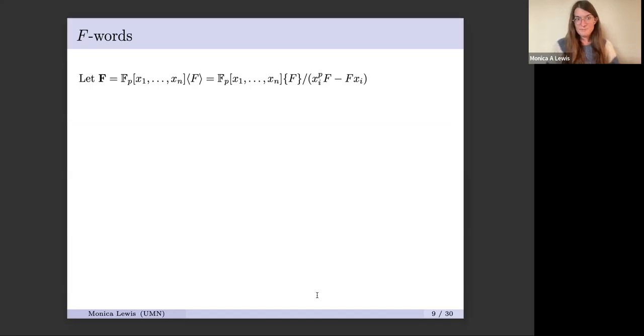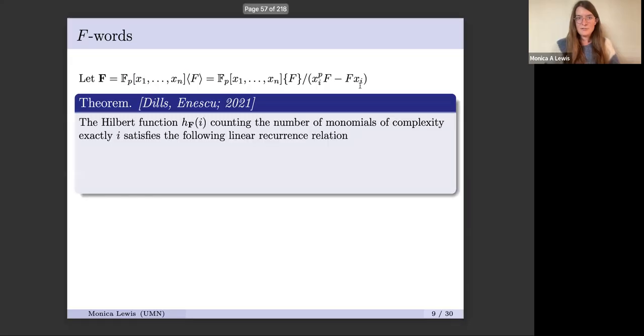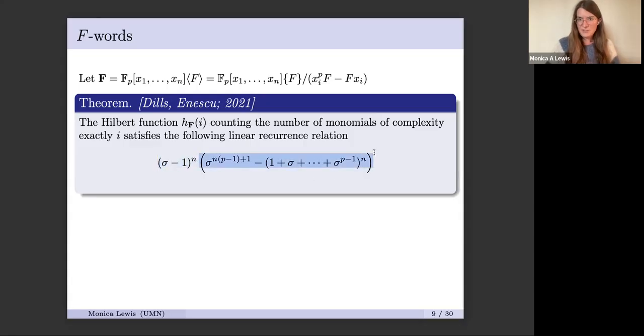So does this hold in general? Well, let's take our ring of Frobenius operators now in any characteristic P, not just 2, and in any number of variables, not just 1, which has the presentation that we discussed before. You adjoin a symbol F and impose some commuting relations via P powers. It is a theorem of Dils and Askew that this does satisfy a linear recurrence relation. So the Hilbert function that counts the number of monomials of complexity exactly I satisfies this recurrence relation: sigma minus 1 to the n times some weird polynomial that I'm not going to read out loud, which has degree n times p minus 1 plus 1.